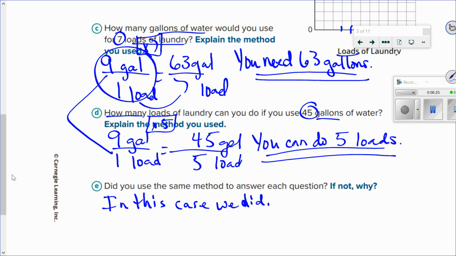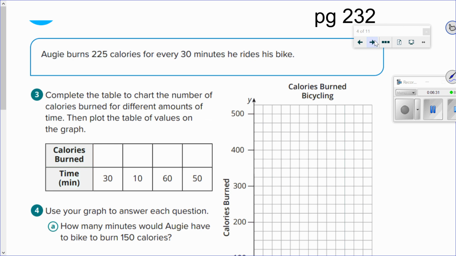Questions on this page? Okay, let's go to the next page. So we're going to start with this ratio. Augie burns 225 calories for every 30 minutes he rides his bike.